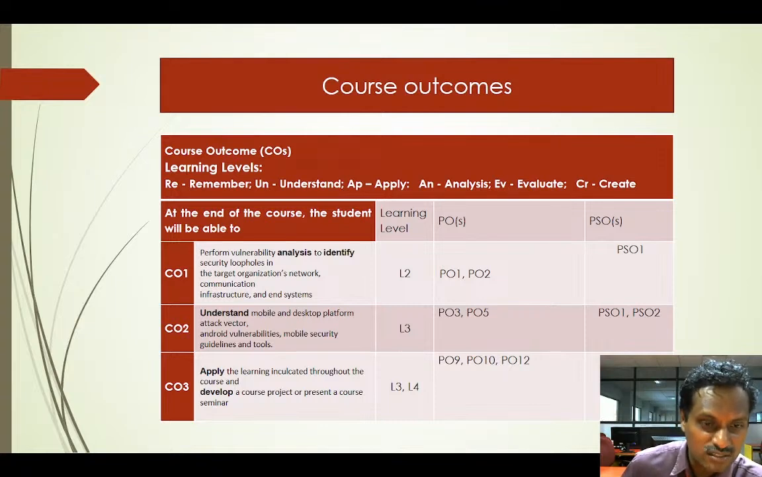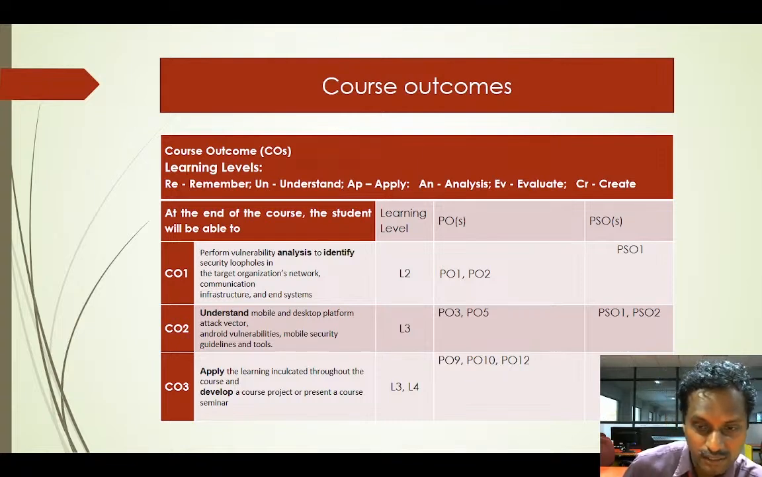The second, CO2, is understanding mobile and desktop platform attack vectors, Android vulnerabilities, mobile security guidelines and tools. So we are going to find out certain problems with the system. Maybe if the system has not been updated with the current patches, there may be a number of vulnerabilities with the operating system that we are going to deal with and learn here. And finally, apply the learning inculcated throughout the course and develop a course project or present a course seminar.